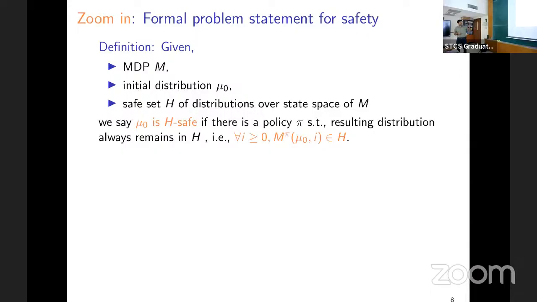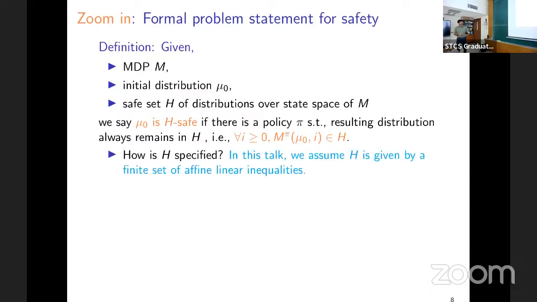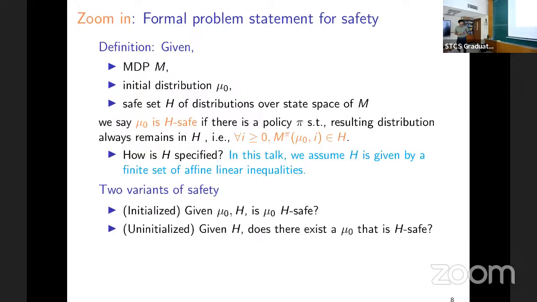Now, the only thing which is not really specified here is how do we specify the set? What is the input? In this talk, we will assume that H is given by a finite set of affine linear inequalities, a conjunction of affine linear inequalities. Then once you have this, we will have two variants. One is what is called the initialized variant. You're going to show examples of this? Oh yes, lots. We'll come to examples.